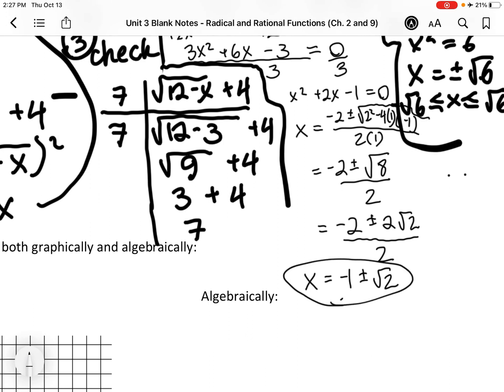And in fact, that is the same answer that we got when we solved this graphically. Negative 1 minus root 2 is negative 2.41, roughly. And negative 1 plus root 2 is 0.41, which is what we just saw when we solved it graphically. This would be an exact solution, however.